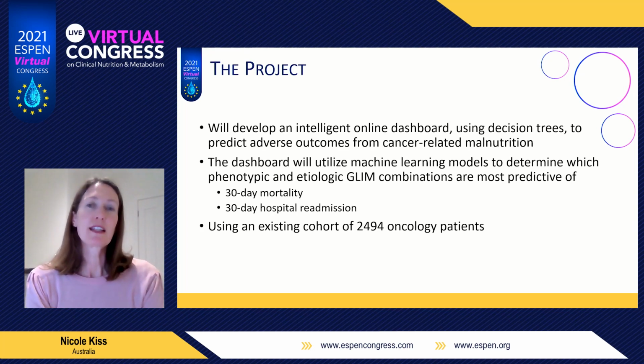Machine learning is being increasingly used in health research to produce models that predict both disease and adverse outcomes in order to support clinicians in their decision making. In our project, we will develop an online intelligent dashboard using decision trees to predict adverse outcomes from cancer-related malnutrition. The dashboard will utilise machine learning models to determine which phenotypic and etiologic GLIM combinations are most predictive of 30-day mortality and 30-day hospital readmission, using an existing cohort of almost 2,500 oncology patients.